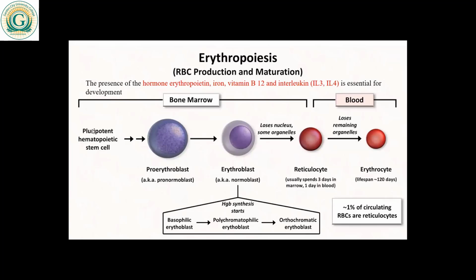Okay, so mind you, when we have the differentiation of hematopoietic stem cell into the myeloid progenitor cell, we have the other cells taking up a different pathway, forming the other different types of white blood cells and platelets. Okay, but with the red blood cell, the progenitor cell differentiates into pro-erythroblast.